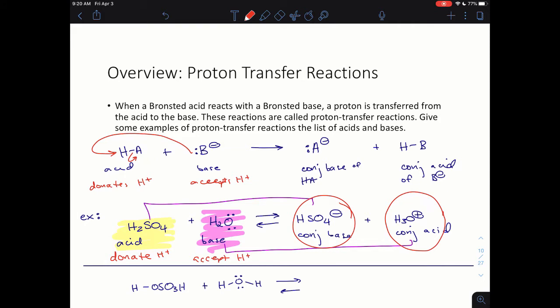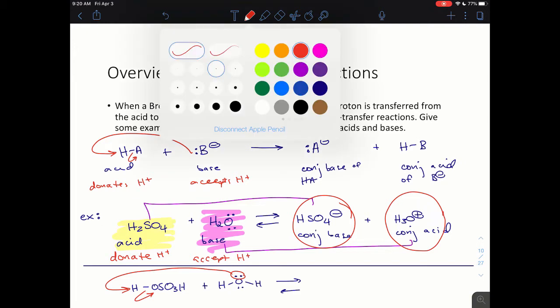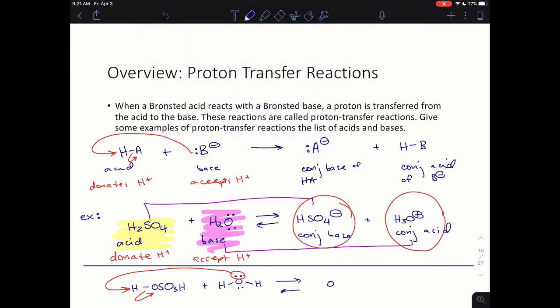Bases must have lone pairs. So here's the lone pair of water. It accepts the proton of sulfuric acid to make the conjugate base of sulfuric acid and hydronium.